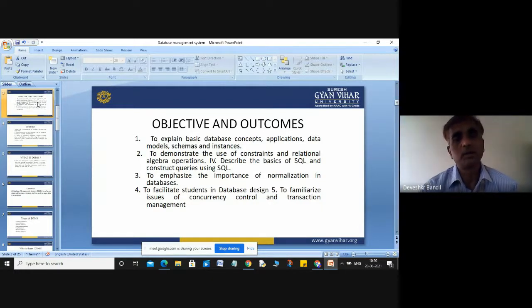There are so many objectives of DBMS. The first objective is to explain basic database concepts, applications, data models, schemas, and instances, and demonstrate the use of constraints and relational algebra operations. You know, there are four types of relational algebra operations.